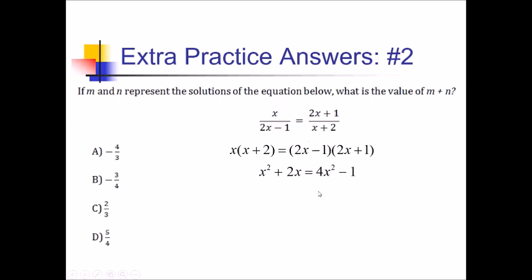Cleaning things up a little bit further now, I'm going to try to get everything over to one side so I can either factor or use the quadratic formula. Now I'm going to get things over to the right side because then at least I'll have a positive x squared. So we have 4x squared minus the x squared coming from the left side there. That's 3x squared. I'm going to subtract the 2x to get it over there. And the negative 1 is already there.